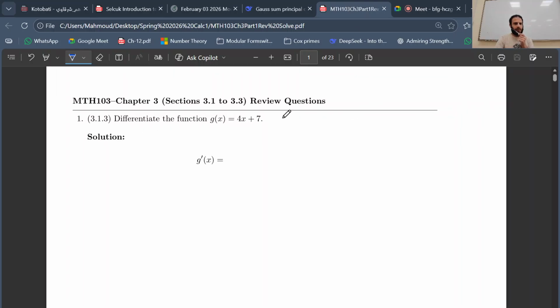Today we'll start chapter 3. Chapter 3 is easy. Maybe you think that this is hard, but it's easy. And we will finish this file. Who wants to solve the first problem? Do you want to solve? The answer is 4. Yes, thank you. So g prime of x equals 4.